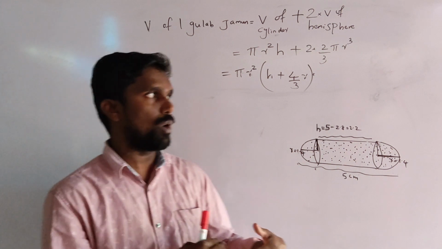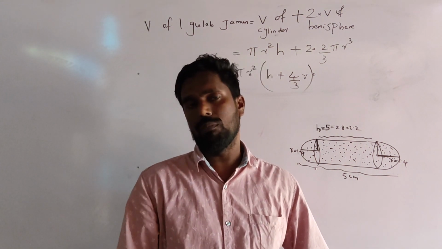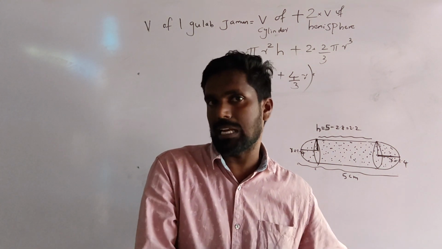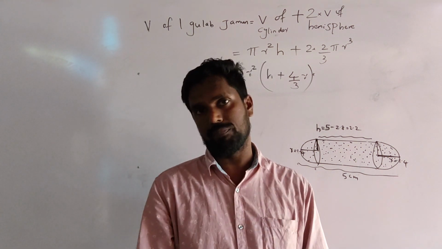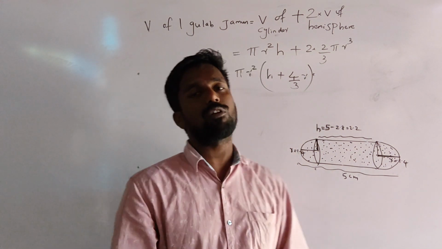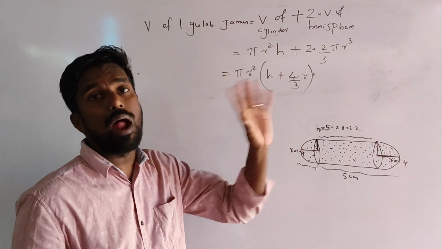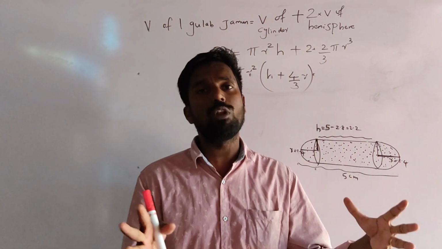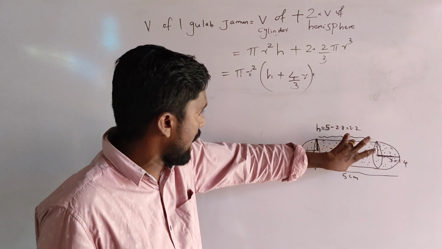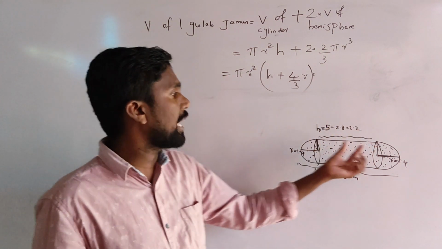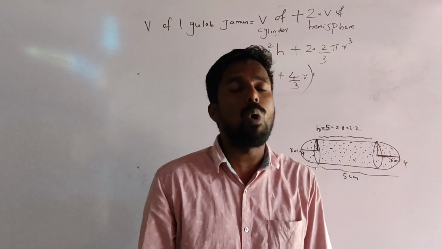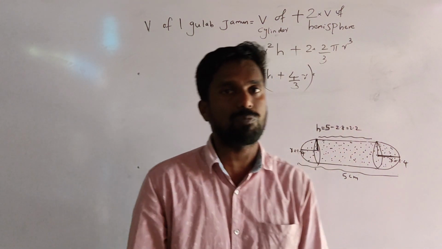We are going to find 3 things: the volume of 1 gulab jamun, the volume of 45 gulab jamuns, and the volume of the syrup, which is 30% of the gulab jamun volume. First of all we find the volume of 1 gulab jamun, which means the cylinder volume plus the volume of 2 hemispheres.